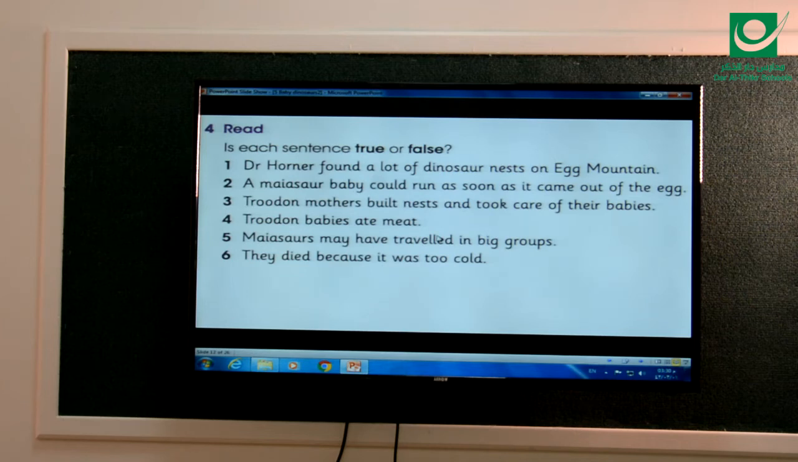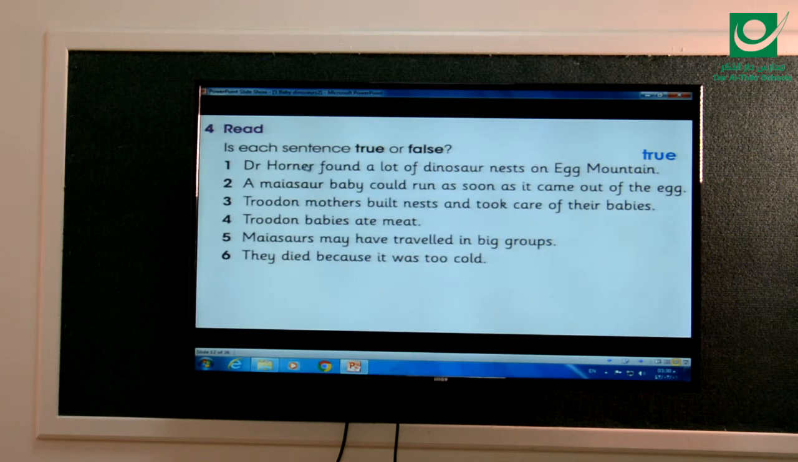Okay, now I'm going to read the sentence and you will decide whether it's true or false. Number one, Dr. Horner found a lot of dinosaur nests on Egg Mountain. True or false? Of course, true. So number 1 is true.